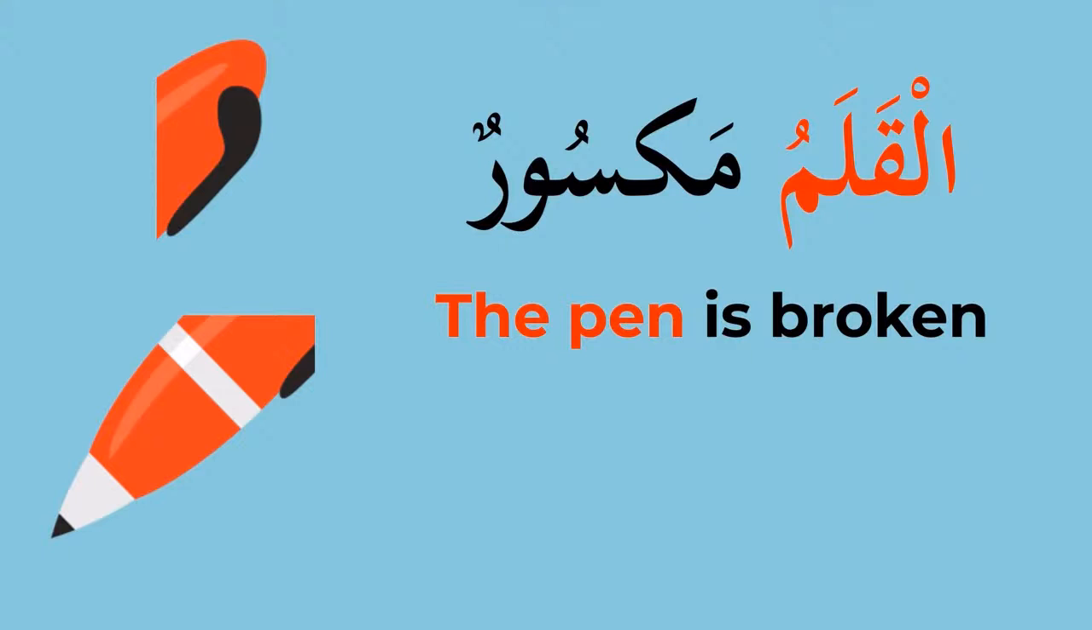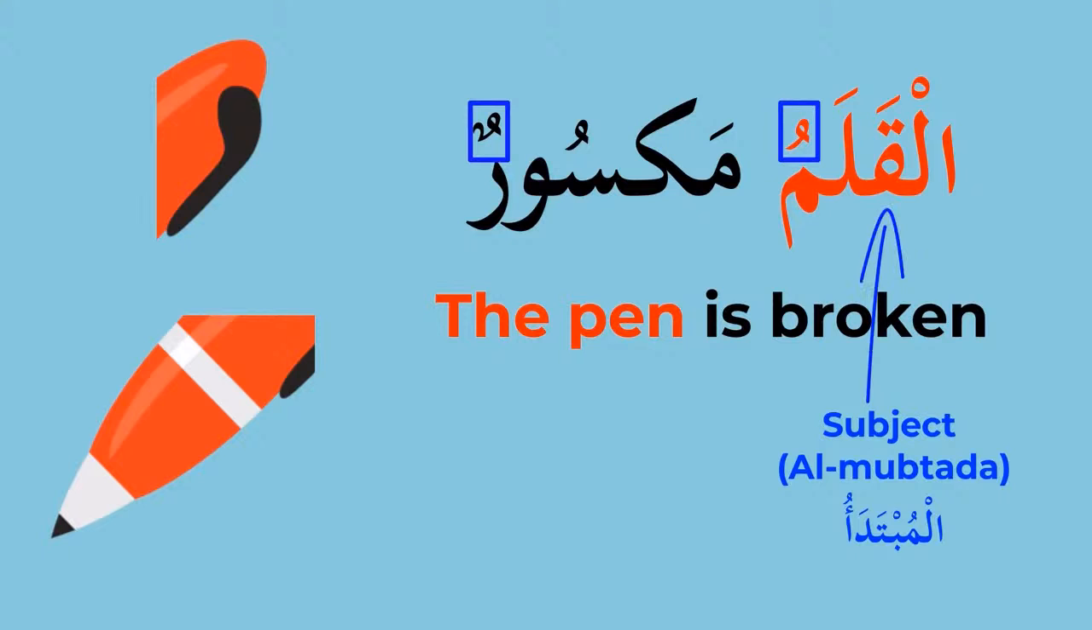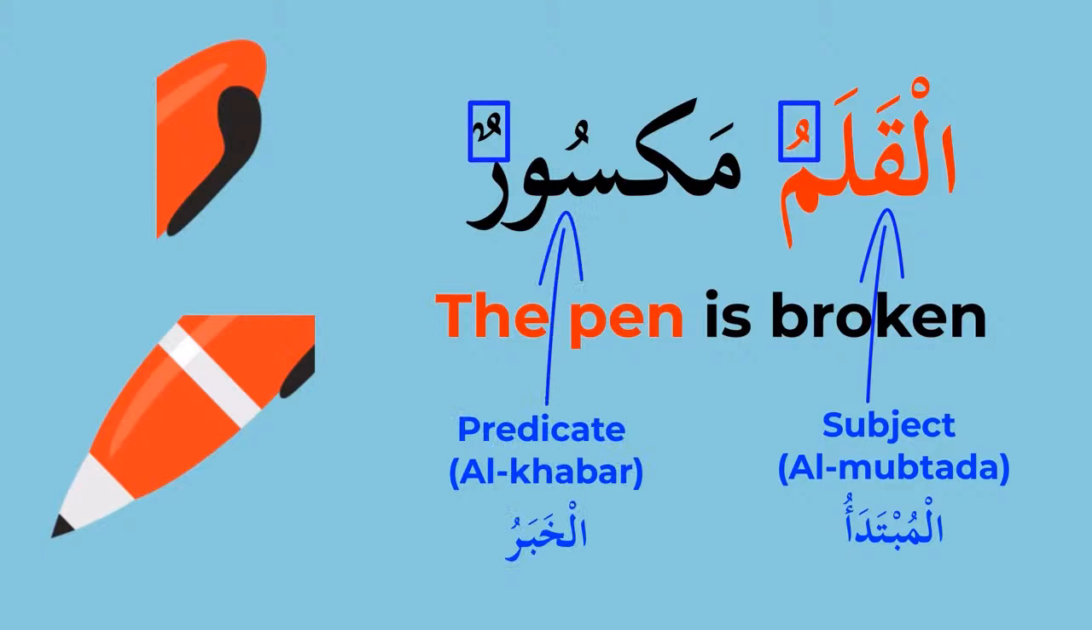So, brothers and sisters, here we come. Al-kalamu maksurun. Is al-kalamu marfu? Yes. Is maksurun marfu? Yes. Okay. Both are marfu. What is al-kalamu? Mubtada. Are you with me? Where is the khabar? What about the pen? Tell me more about the pen. Where is the khabar? Maksurun. It's broken. Are you with me? So, mubtada and khabar.